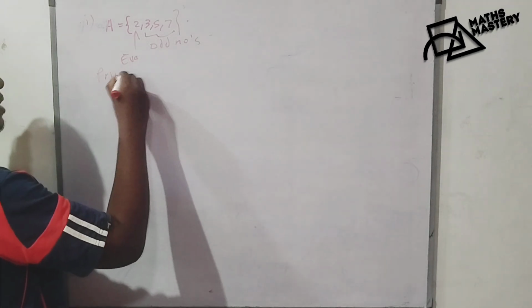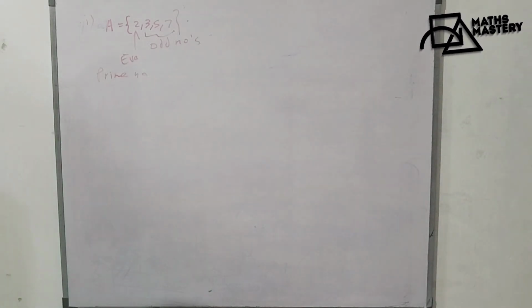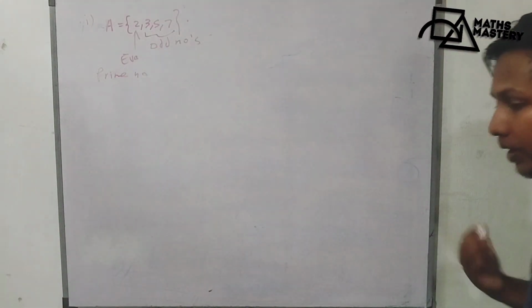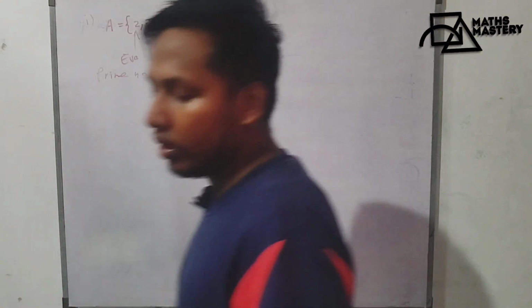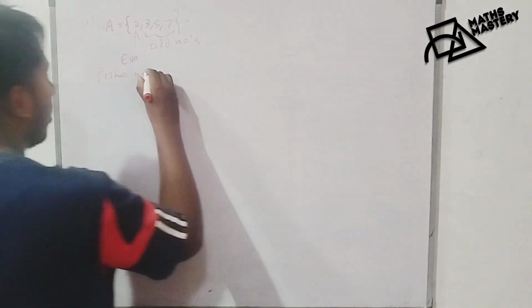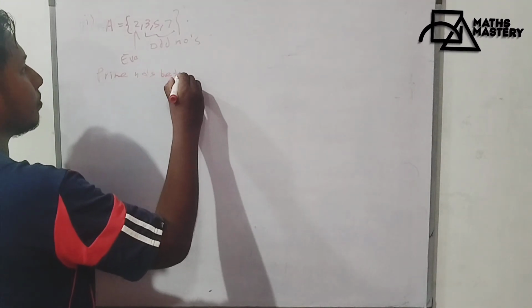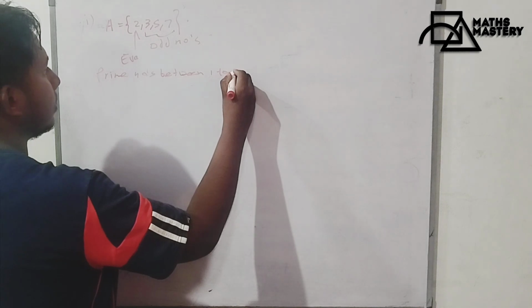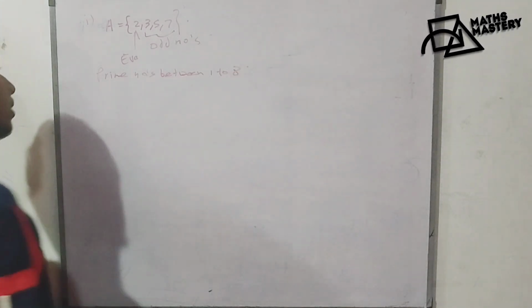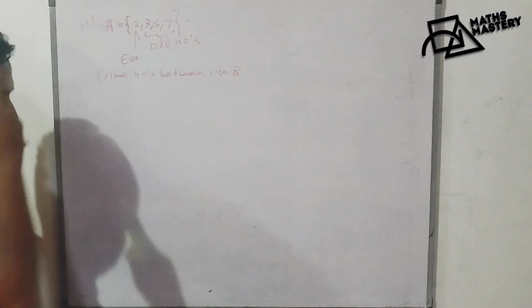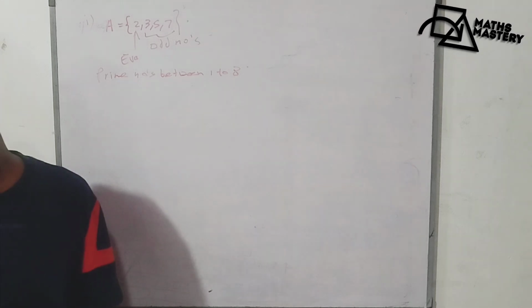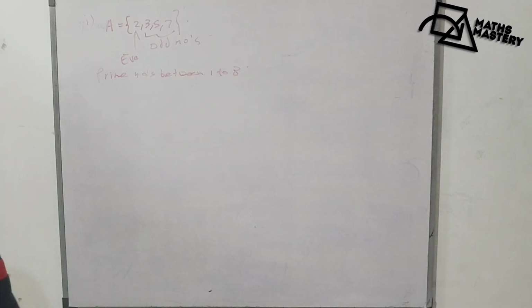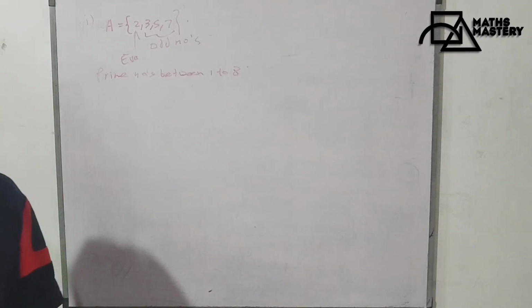Why? Prime numbers are the numbers which are divisible by its own number as well as what? As well as 1 only. So these are called prime numbers. Prime numbers between 1 to 8, because 7 is included. So the prime numbers between 1 to 8. Okay. So Roman number 2, rewrite P equal factors of 12 by listing its elements.